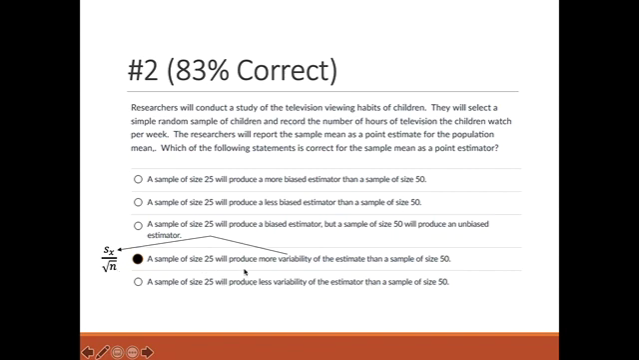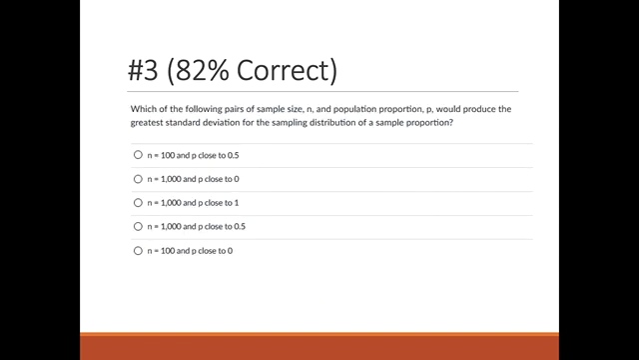So if you want more variability, you need a smaller denominator. If you want this expression, this fraction, to be bigger, that would be more variability. You need a smaller denominator, so you're dividing by a smaller denominator. If you want less variability, then you need a denominator that's bigger, and that will make the fraction smaller.